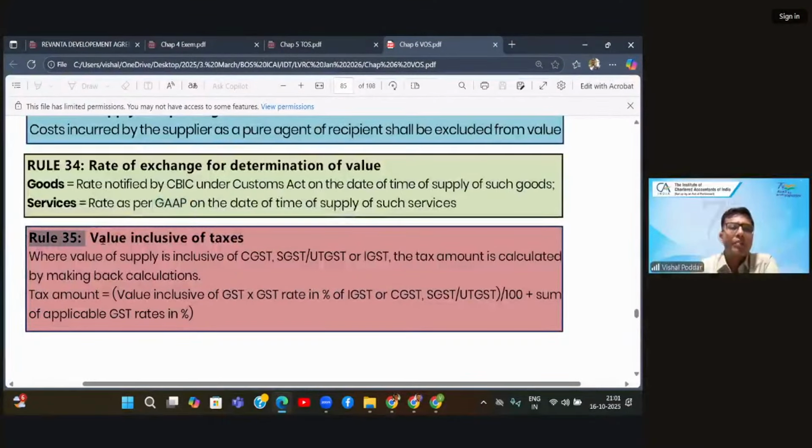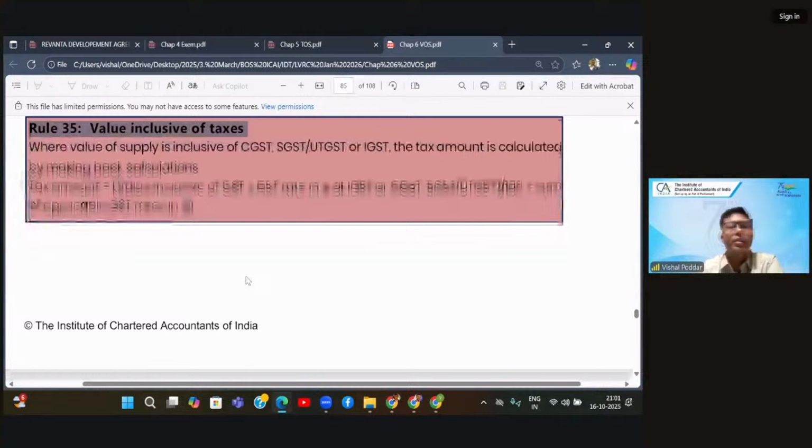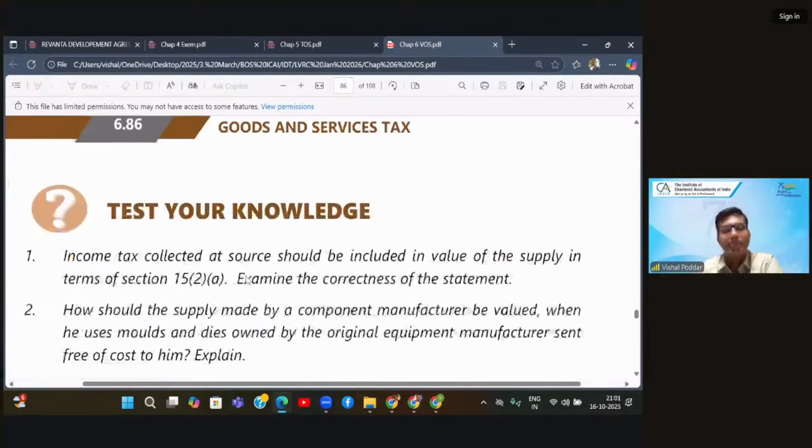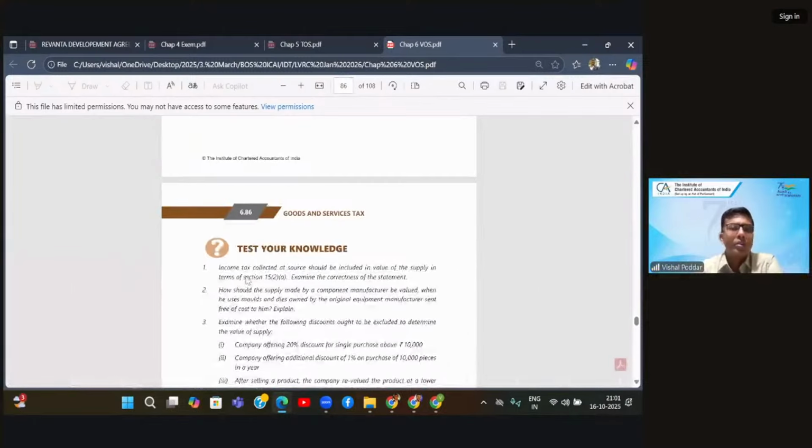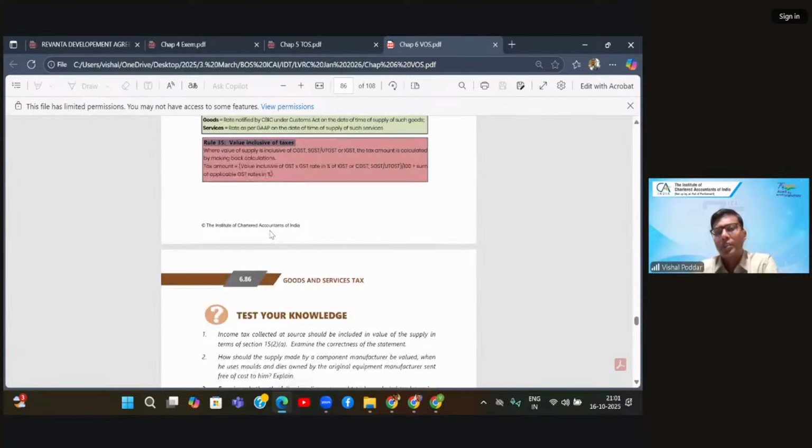And then Rule 35 says it will always be assumed that your value is inclusive of taxes. So wherever you are not showing GST separately on your invoice, the tax will be calculated by making a back calculation, because we will assume that whatever is the value you are recovering from the buyer, that is including GST. So students, this is the entire chapter on valuation.